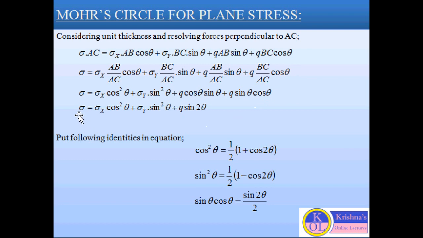So we will get the final equation, that is sigma equal to sigma x cos square theta plus sigma y sin square theta plus q sin 2 theta. After simplification of this equation, we get this equation of sigma.